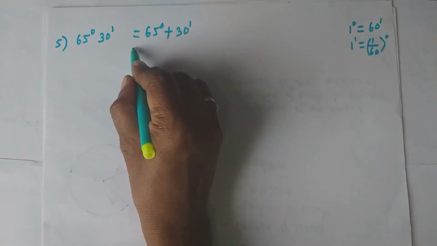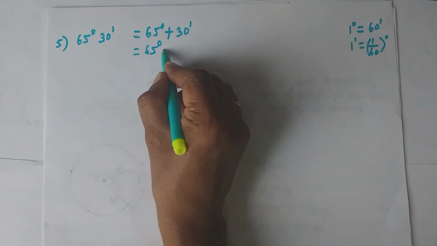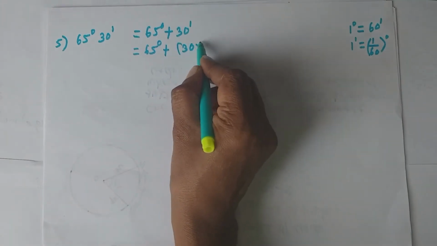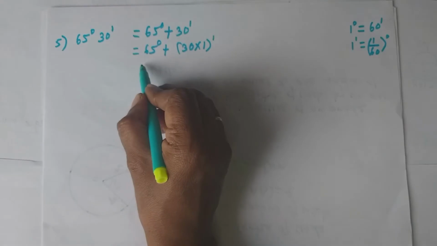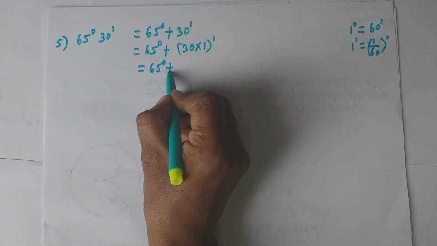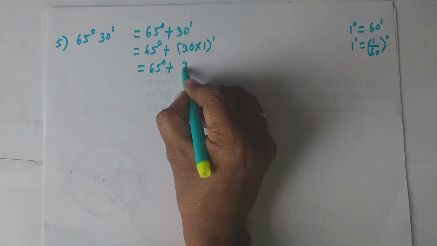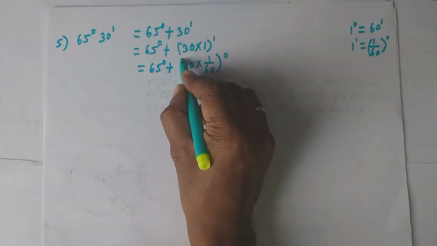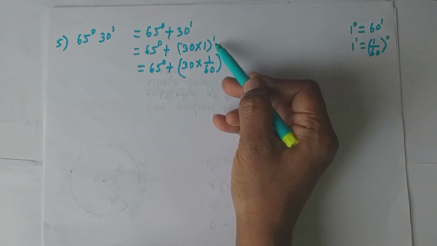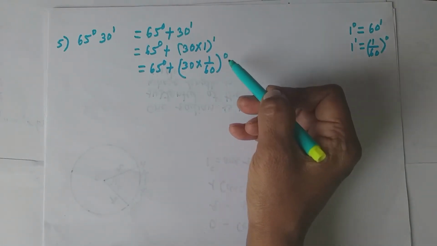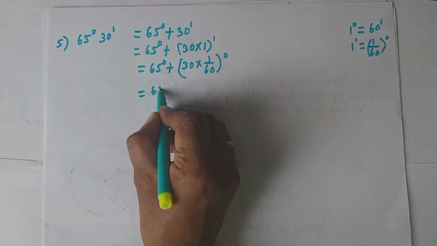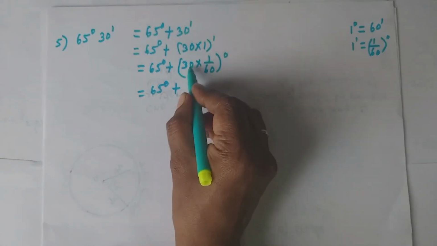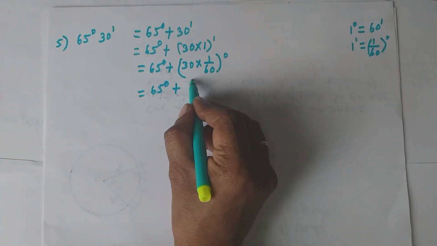Now again you write down this 65 degrees as it is, and this 30 minutes can be written as 30 into 1 minute. Now keep the value of 1 minute. What is the value of 1 minute? That is 1 upon 60 degree. Means we are converting the angle in minutes into degrees. Now simplify this. What is this? This is 65 plus, this 0 will get cancelled and this will be 3 by 6, means half degree.